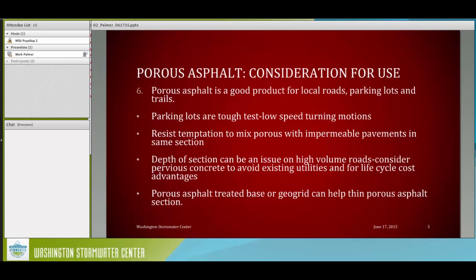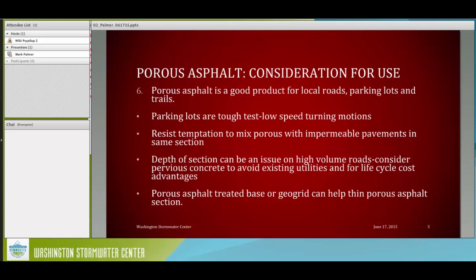We want to resist the temptation to mix porous with impermeable pavements in the same section, and that's again mainly due to that run-on issue. Run-on is almost always going to be carrying sediment and other contaminants with it. One of the main reasons we're using porous pavement is to try to prevent that from happening. But if we have impervious pavements adjacent to it, it does carry those onto the porous pavement, and it'll tend to capture those in the top layers and eventually clog it without additional maintenance above and beyond what you normally would do.